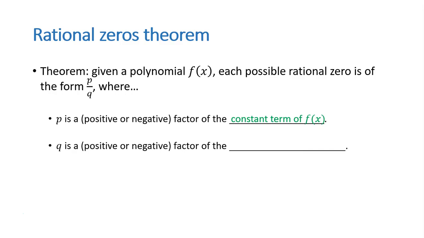Q, the denominator, is a positive or negative factor of the leading coefficient of f of x. So again, if we write f of x from highest to lowest exponent, this is going to be the coefficient for the first term in our polynomial.